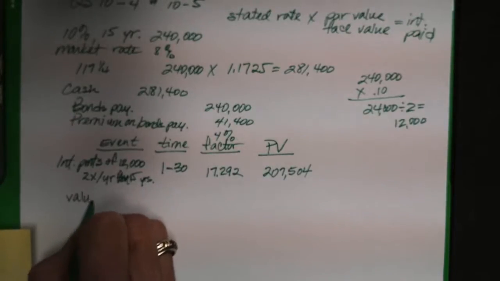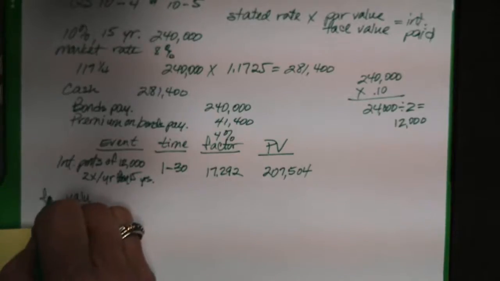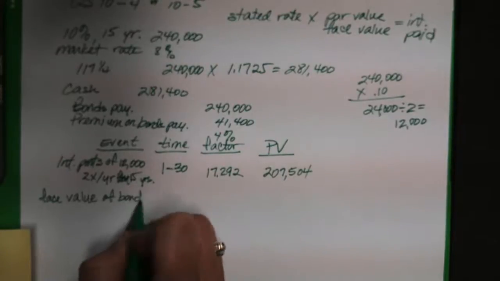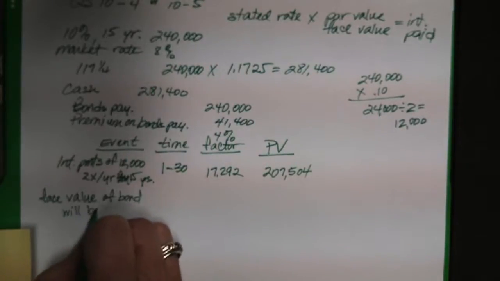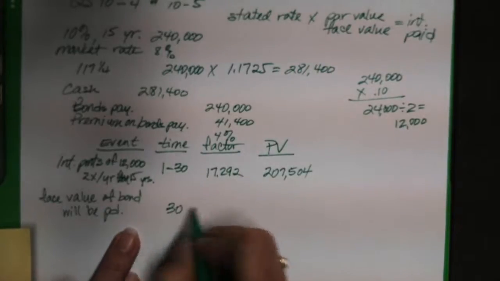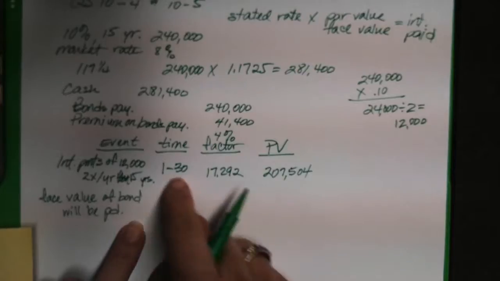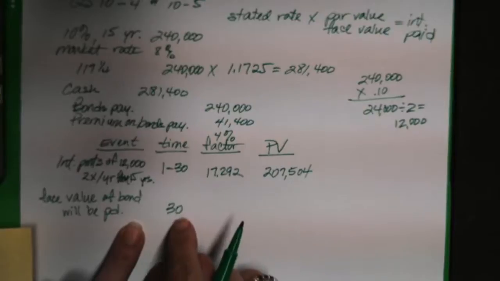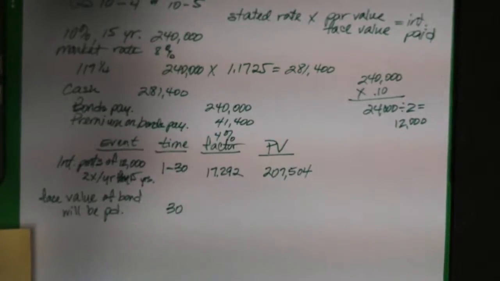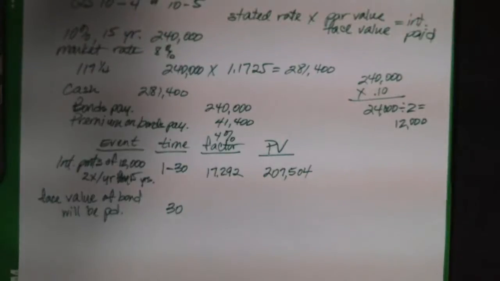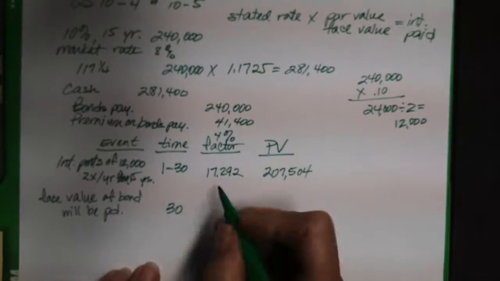Then the other event that's going to happen is we're going to get the value of the face value of the bond. The face value of the bond will be paid at the end of 30 half-year periods. Since I'm using half-year periods up here, I have to think about it the same way. But this is a one-time event. So use table B1 and look up your 30 periods at 4%, and you will see that that factor is 0.3083.